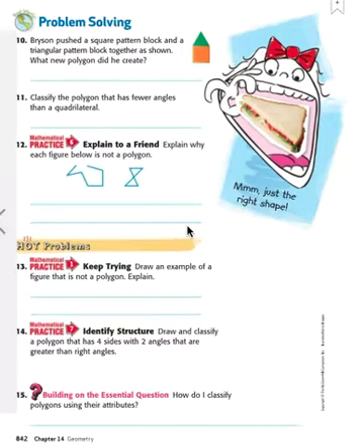Okay, we're ready to start page 842, number 10 on problem solving. Bryson pushed a square pattern block and a triangular pattern block together as shown right up here. So here's the square block and here's the triangle. It looks kind of like a little house. What new polygon did he create?